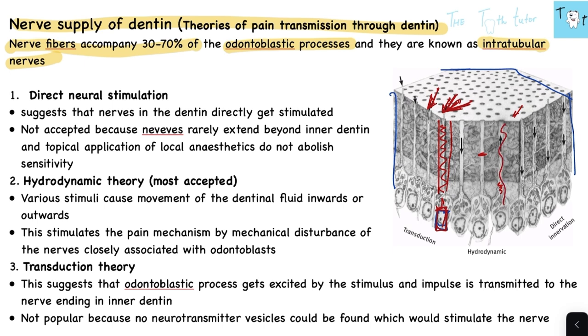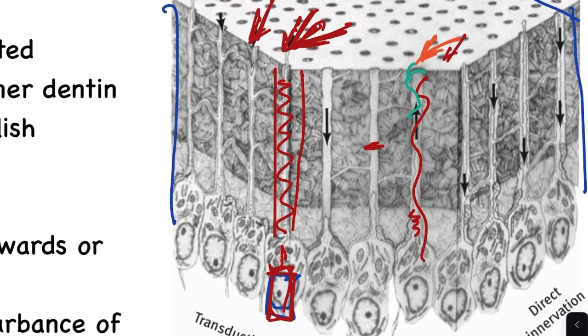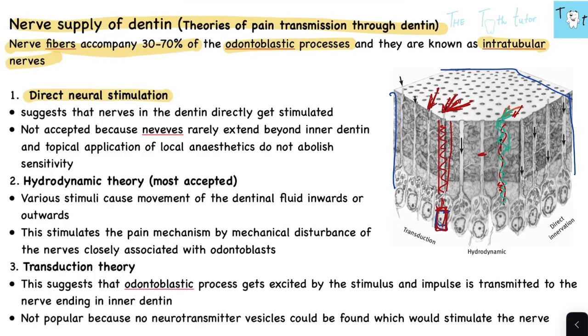through this process. Okay, so the first theory is the direct neural stimulation. What this theory suggests is that you have this stimuli that will act directly on the dentine. It is saying that there is a nerve fiber running along the odontoblastic process through its entire length. So the stimuli will act directly on the nerve fiber and you will feel a pain. But this theory is mostly rejected.